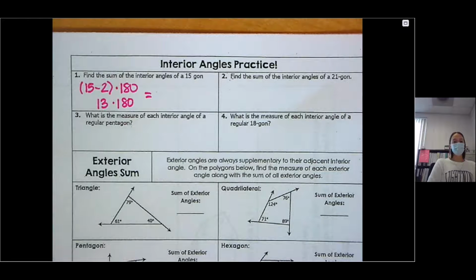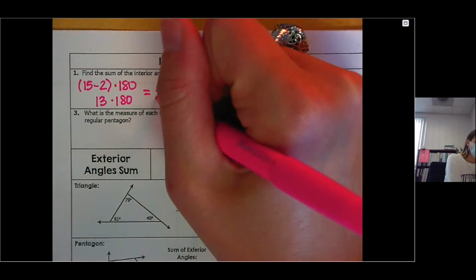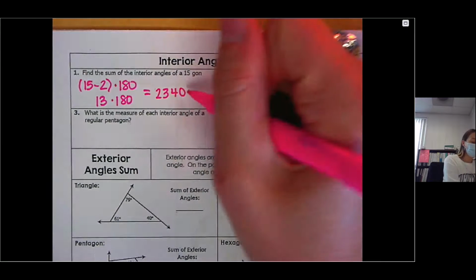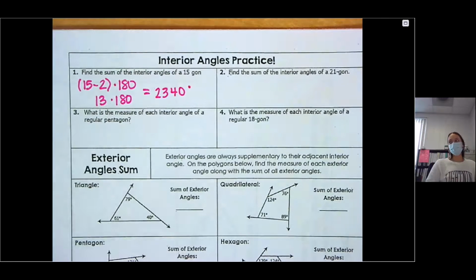So, what's 13 times 180? 2,340 what? Degrees. Ta-da! We're done. That was the whole problem. Doesn't get easier than that, right?